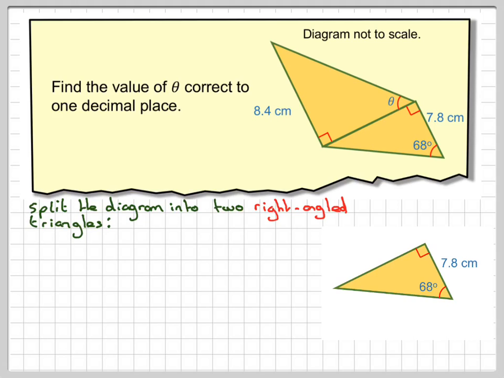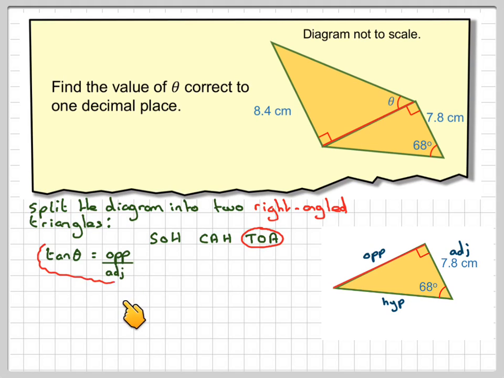find the angle theta. So drawing that triangle out on its own, this is the side that we need to find, which corresponds to both triangles. Labelling the sides, that's the adjacent, this is the opposite, this is the hypotenuse. So using SOHCAHTOA, we want to find the opposite, we've got the adjacent, we've got the angle, so we're going to use tan. Tan theta is opposite over adjacent. The theta in this case refers to this angle, 68.